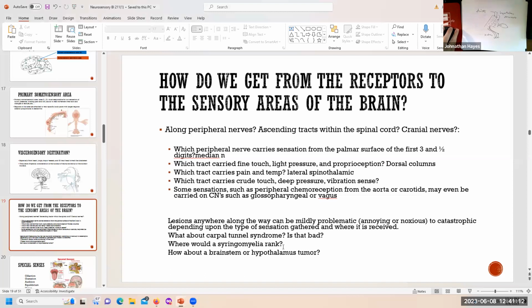Let's see. Where would a syringomyelia rank? Maybe at first the loss of pain and temperature doesn't seem like such a bad idea. But the reason we're losing pain and temperature is because you have a fluid-filled cyst sitting on your cord. So when I say the word cyst on the cord, that sounds pretty bad, right? So eventually you're going to want to get that thing drained or looked at, or it's going to get bigger and worse and further, right?